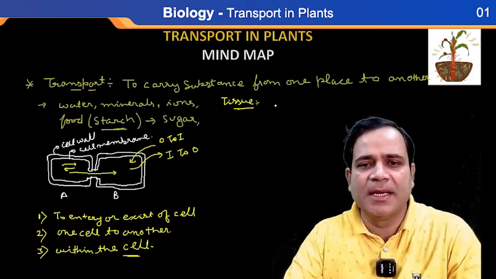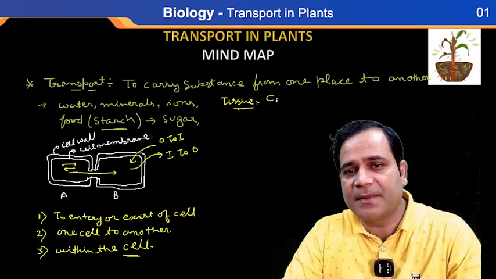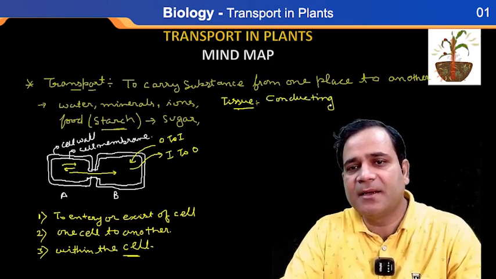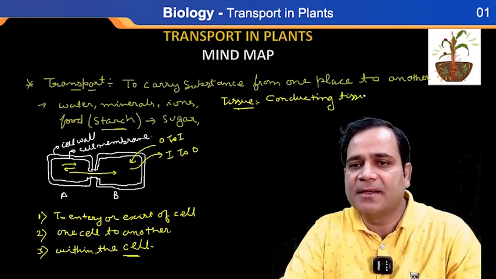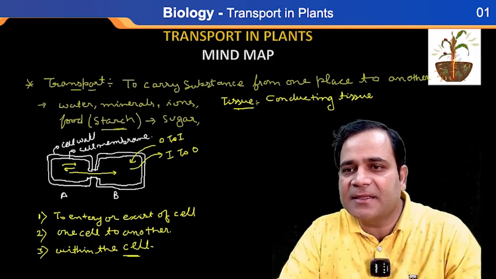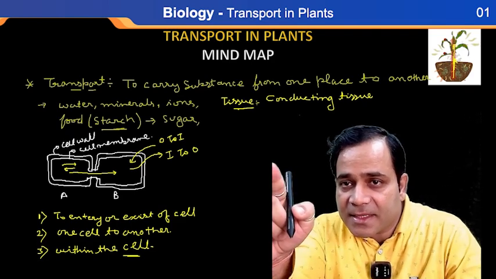Here I am saying the tissue, that name of that very tissue is what I am writing here. That is conducting tissue. What am I writing here? Conducting tissue. See here, the plant also has conducting tissue, which carries minerals, or you say the ions, from roots to the apical region. See here this one, the plant.